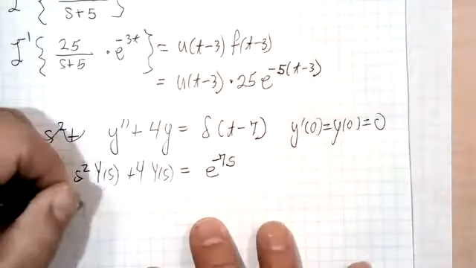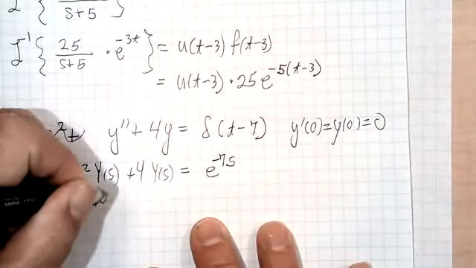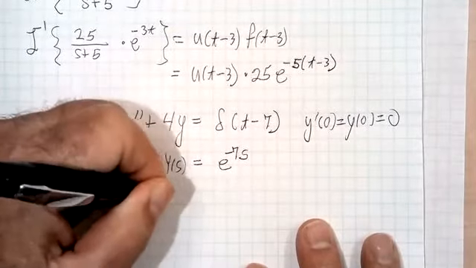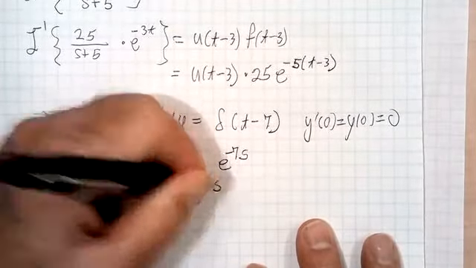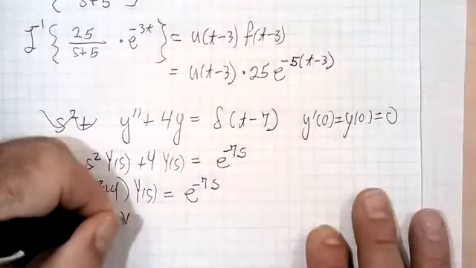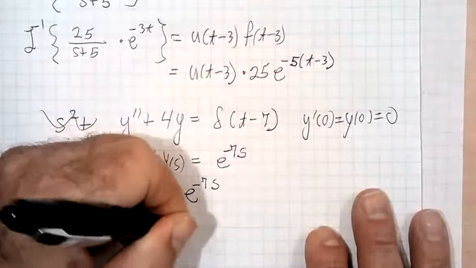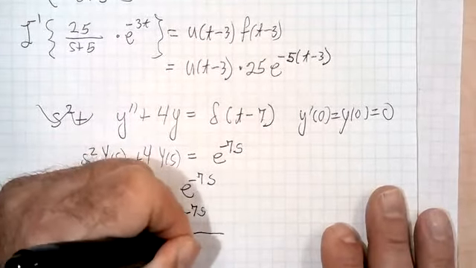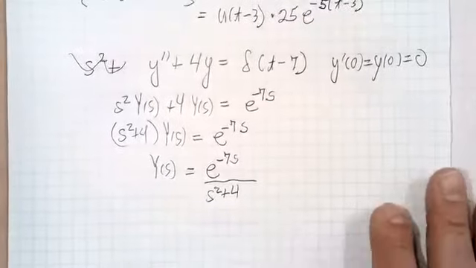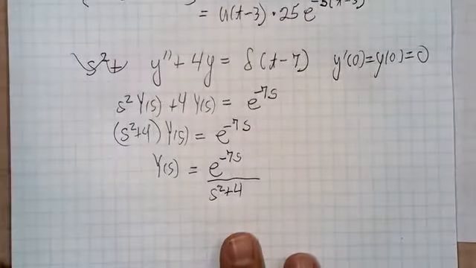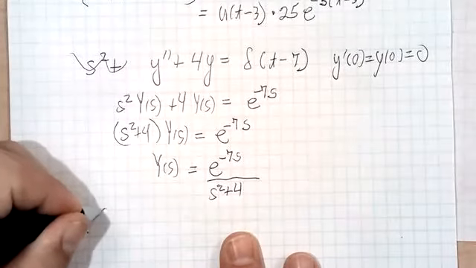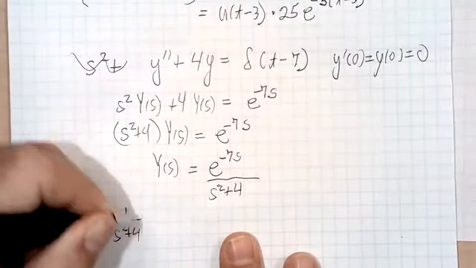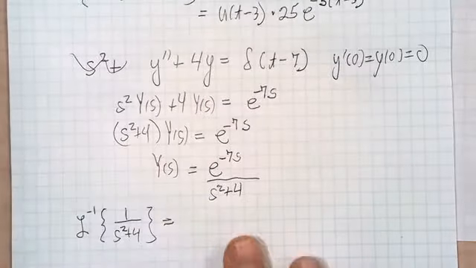Okay, so s squared plus 4 capital I at s equals e to the minus 7s. And now when I divide, so now we just need the inverse transform. So you do just what I said earlier. You first ask yourself the question, well, what's the inverse transform without the exponential factor?